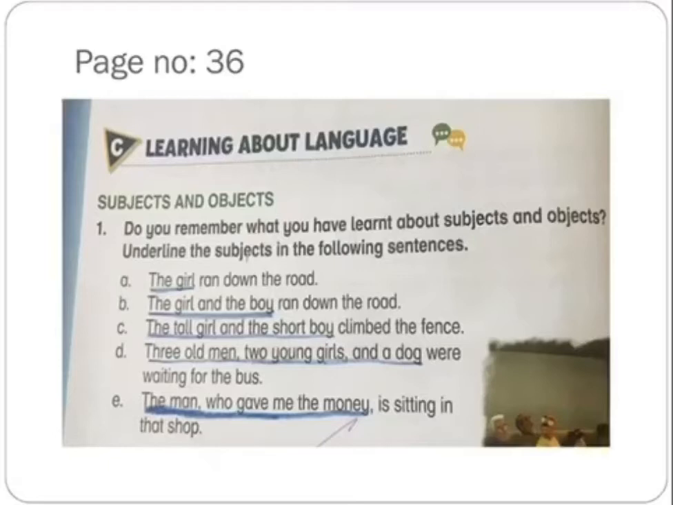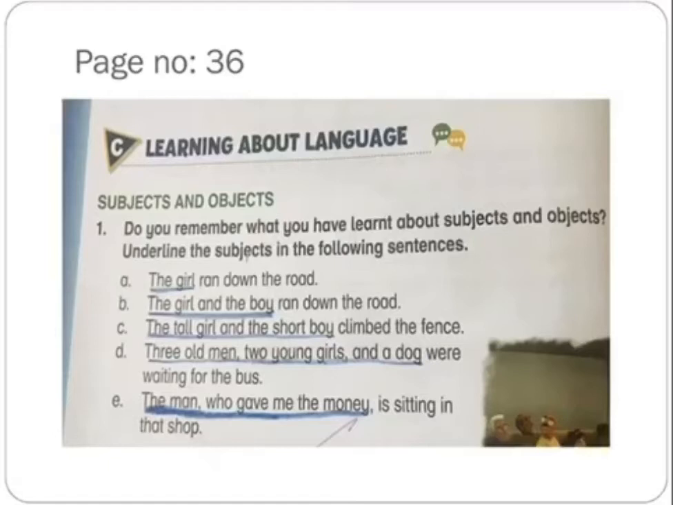Number C, the tall girl and the short boy climbed the fence. So in this sentence again we have two subjects, the tall girl and the short boy, because they both perform the action. And what is the verb here? Climbed. They both climbed, so that's why this sentence has two subjects.